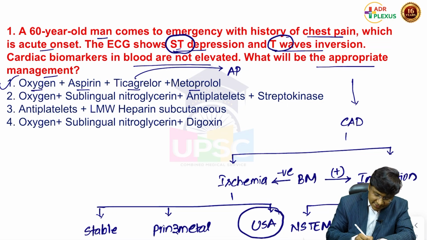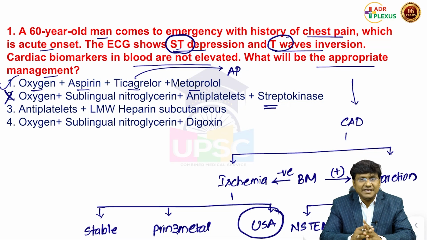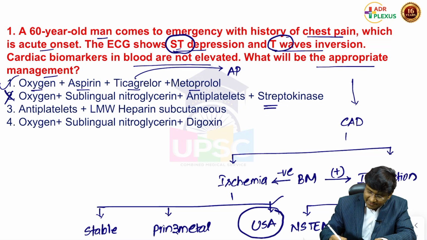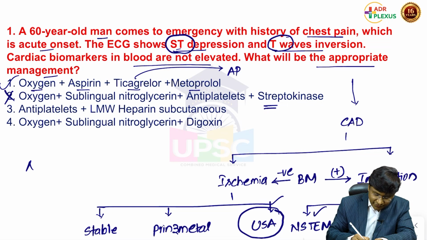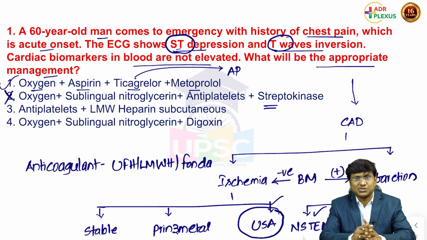And what about the second option? See, in the second option, you have streptokinase, which is a thrombolytic therapy. Please remember, in case of unstable angina or NSTEMI, we don't give thrombolytic therapy. What we give in case of unstable angina and NSTEMI is an anticoagulant, right? So what will that anticoagulant be? Either unfractionated heparin or low molecular weight heparin, or you can also give fondaparinux as well, right?